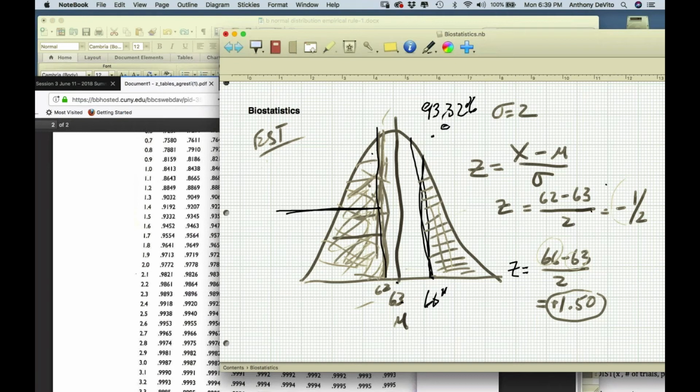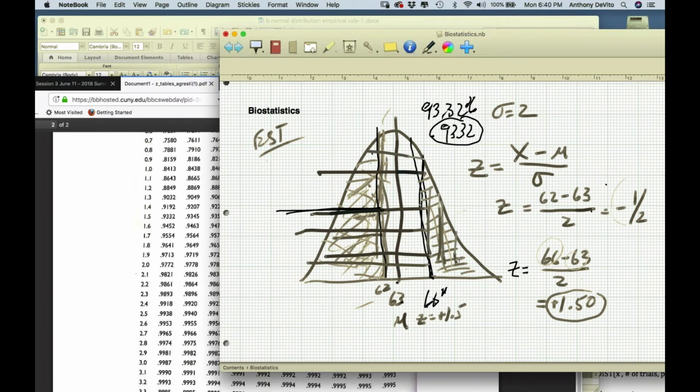93.32%, or in other words, 0.9332, right? What area is that going to represent? That's going to represent the area to the left of that value, 66, which also represents a z-score of plus 1.5, to the left. But we're not interested in that area. We're interested in this area.